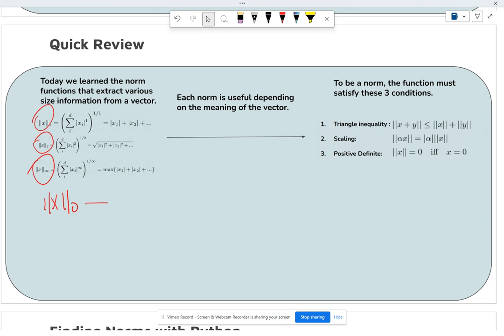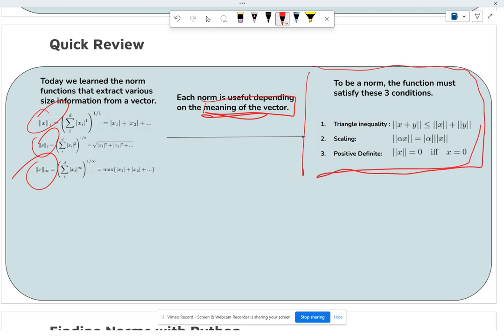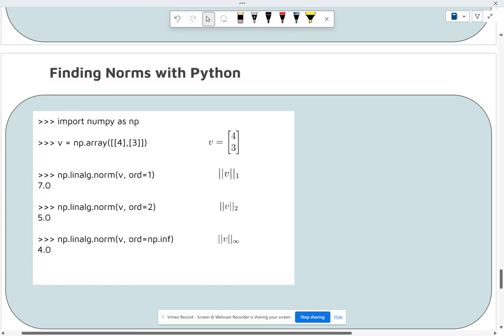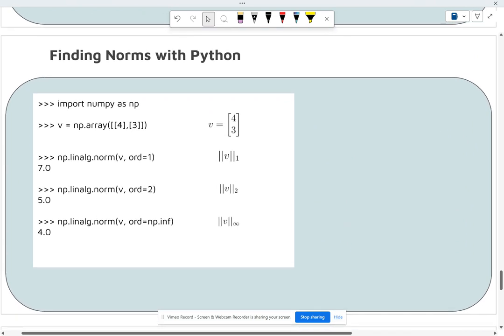Okay, so these are the norms we learned so far, and each norm is useful depending on the meaning of the vector. Now remember, whether you're a pedestrian, a bird, or if you're just picking the largest value. And to be a norm, these are the three conditions that need to be satisfied. Now, when you go on to higher level math, you would need to know how to prove a norm. Basically, when you need to prove a lot of things, norm will be one of the things that you will need to prove. Now, in terms of how you can find a norm with Python, that's pretty easy.